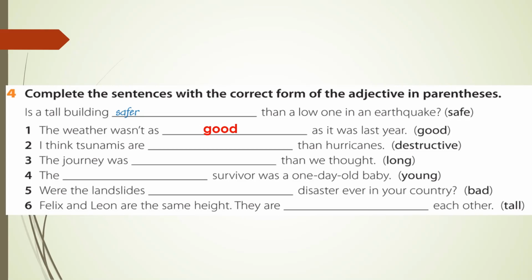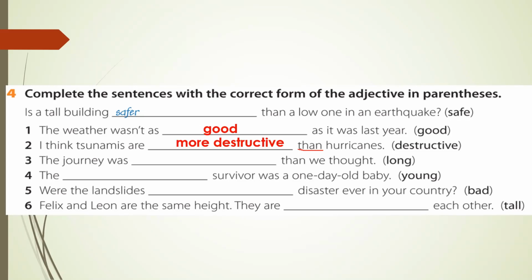Number 2, the tsunami are than hurricanes. I have the word destructive. Destructive is a long word. What I have to do with long words, I have to use more or the most. I need to know if I'm using comparative form or superlative form. And then I have this word than, this word here, than helps us to say that I have to use the comparative form. So, more destructive, okay?